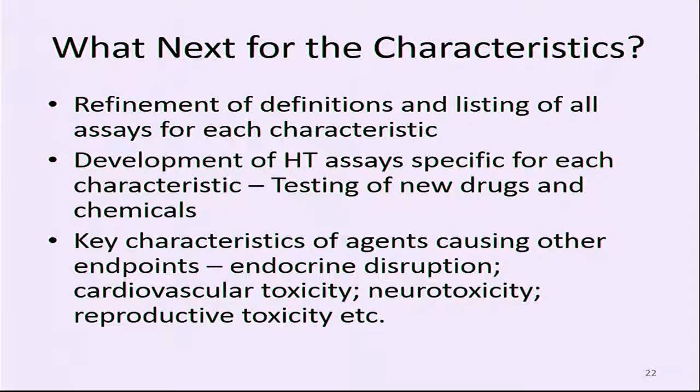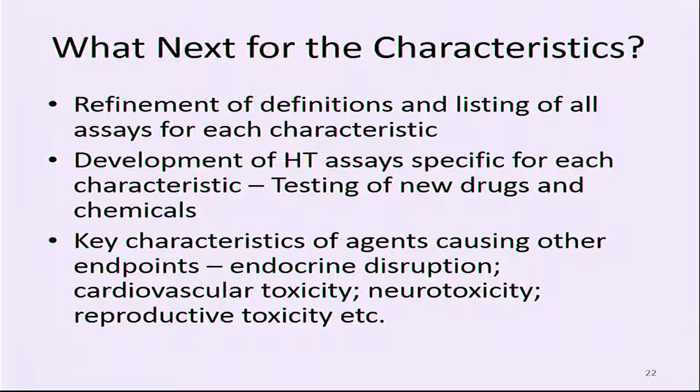So now we have to think about, okay, so we have these key characteristics of carcinogens. They seem to be working in terms of analyzing the mechanistic evidence in things like IARC evaluation. What's next for these? Because we developed these a little while ago. So what we're working on now is the refinement of the definitions and listing for all of these key characteristics. And really, what's needed is the development of high-throughput assays which are specific for each of these key characteristics. It's very difficult to fit the current ToxCast and Tox21 data into these key characteristics. And certainly, several pharmaceutical companies have approached me about the idea of developing such assays for the testing of new drugs and pharmaceuticals. And I think this is a very good way to go.